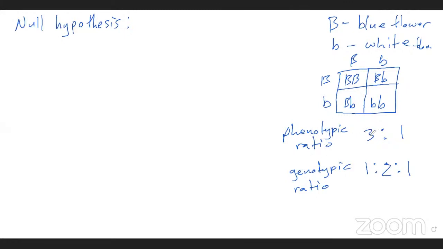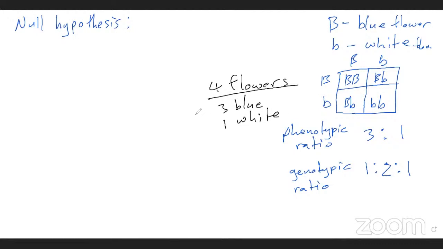So what is this phenotypic ratio saying? If you have 4 flowers, out of the 4, how many should be blue? 3 would be blue, 1 will be white. Out of 4 flowers, 3 blue and 1 white.